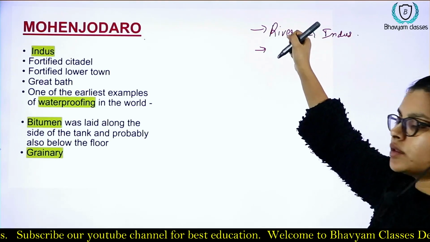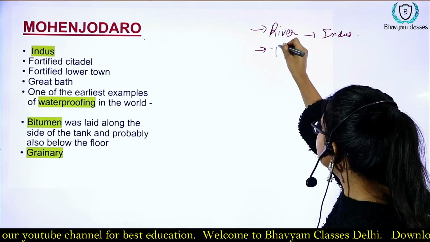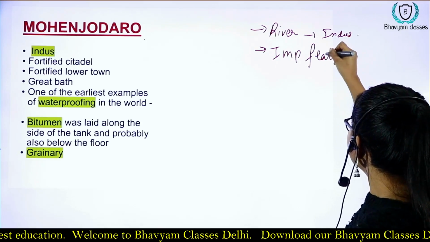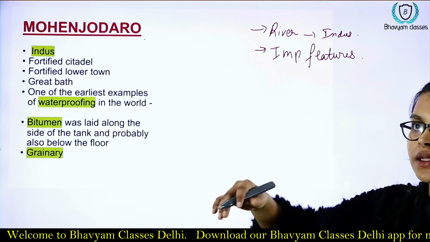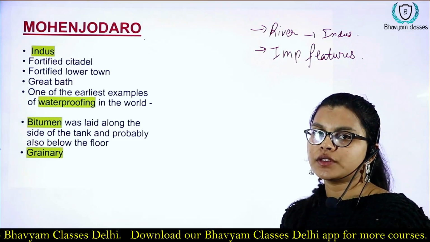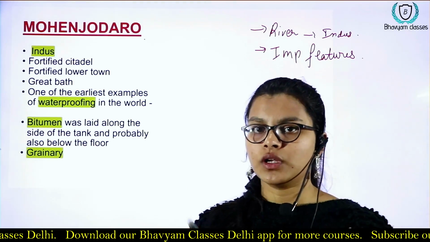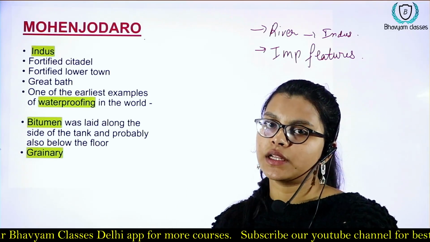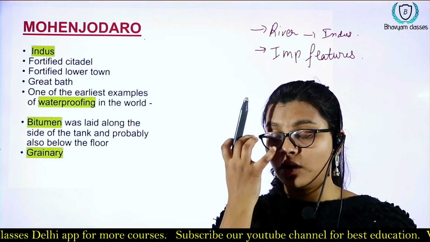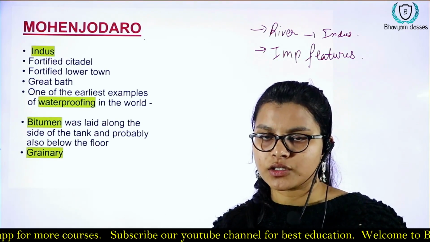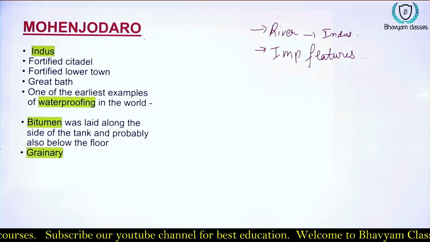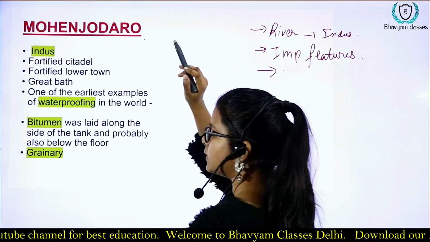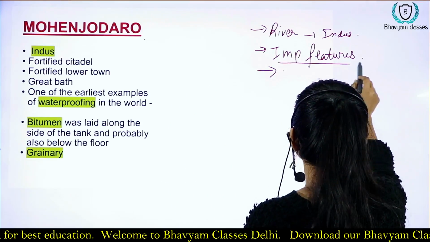fine. So you can say important features. In questions, it is frequently asked, like, what was the important feature? If you get the question from Mohenjo-daro, what will they ask? Will they ask you whether this belongs to Indus Valley civilization or Harappan, or whether it belongs to Neo-Chalcolithic culture? No. They will ask you, what is the important feature?